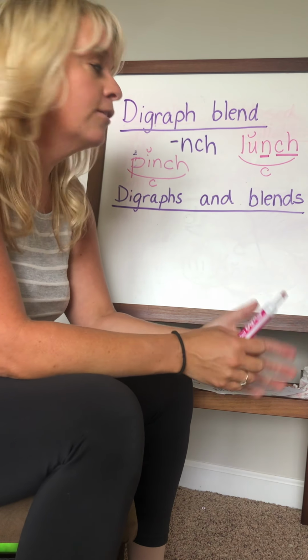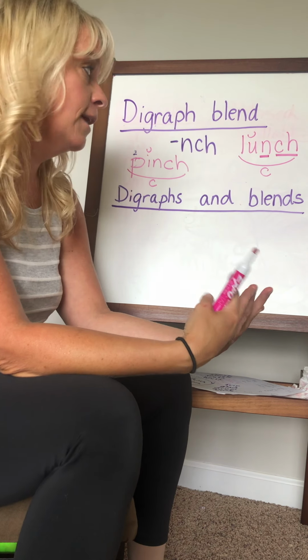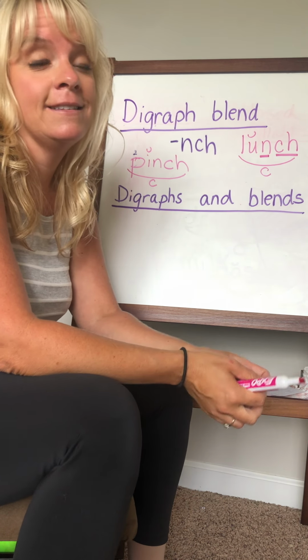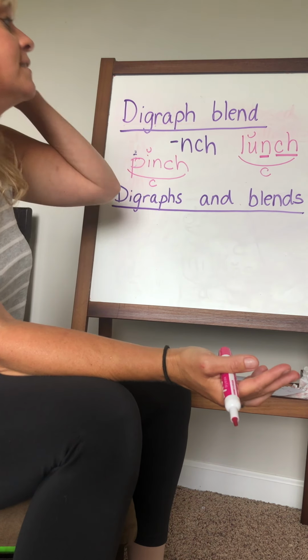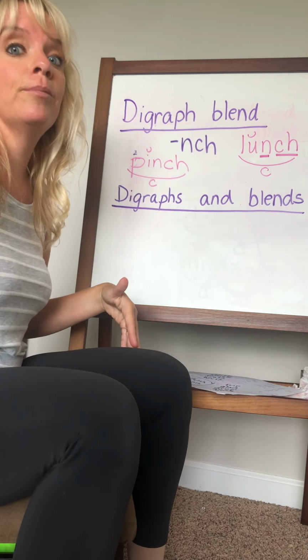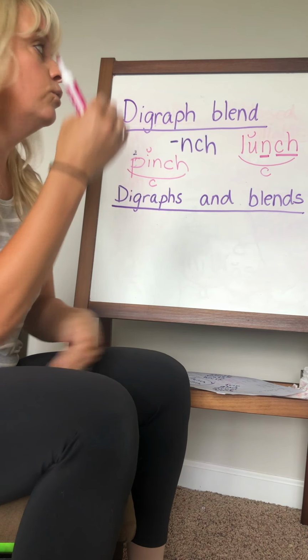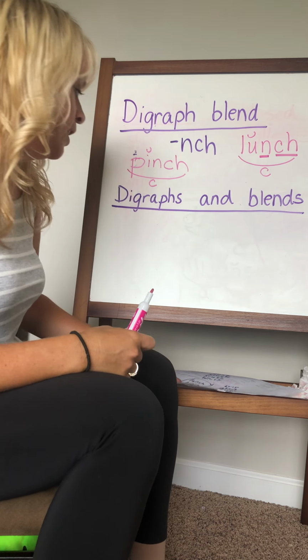So it kind of puts together what we've been talking about. Now my next part's going to go even more in depth about how digraphs and blends can be together in a closed syllable. Sometimes you might have a digraph in the beginning of the word and a blend at the end, or vice versa. You could have a blend at the beginning and a digraph at the end. I'm going to show you what I mean.